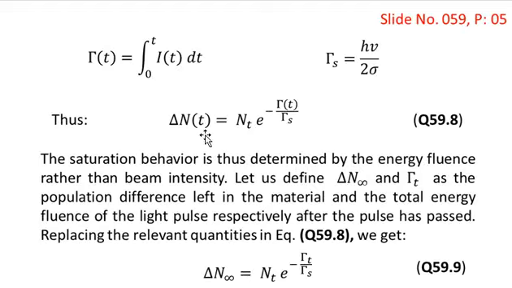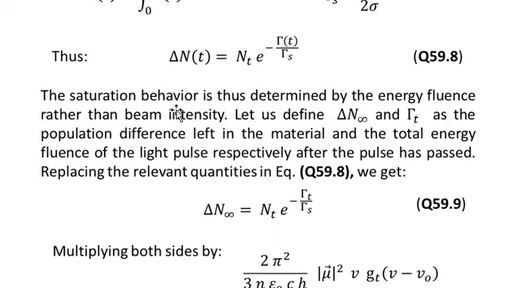So delta n as a function of time is equal to nt multiplied by e to the power minus gamma of t over gamma s. The saturation behavior is thus determined by the energy fluence rather than by the beam intensity. Let us define delta n infinity and gamma t as the population difference left in the material and the total energy fluence of the light pulse, respectively, after the pulse has passed.